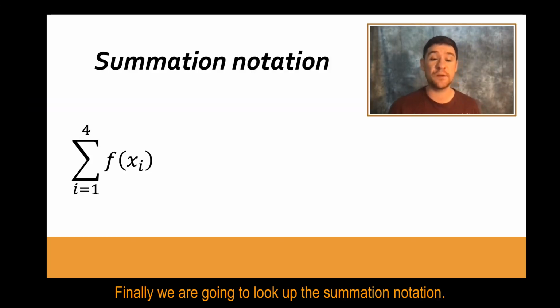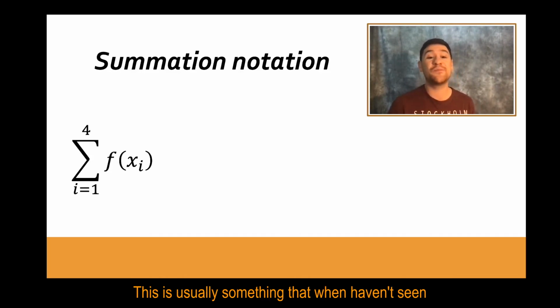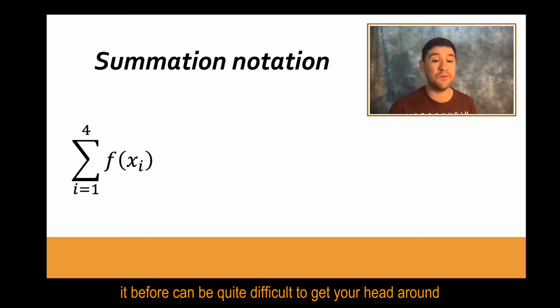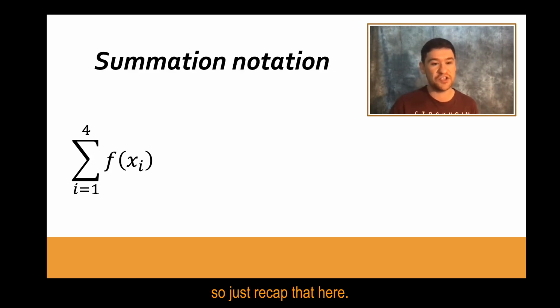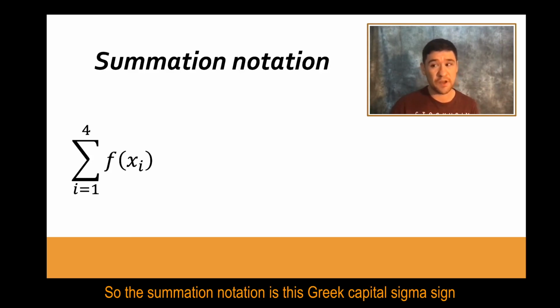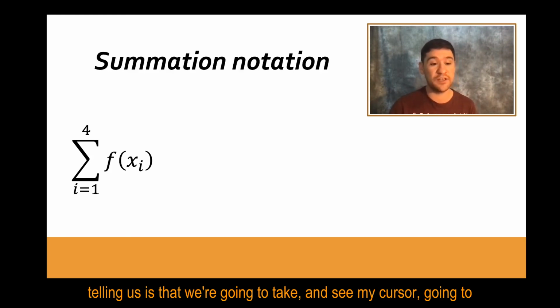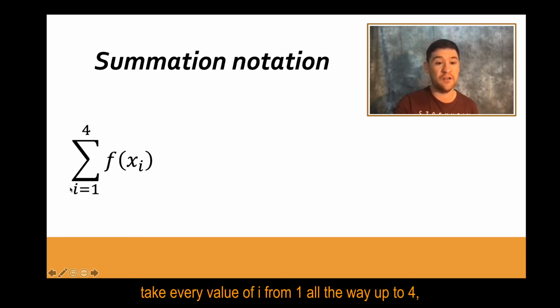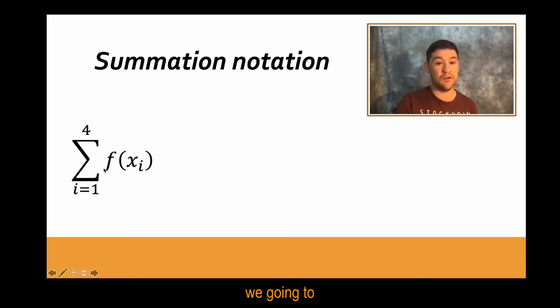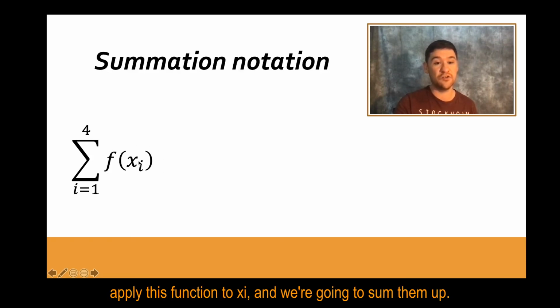Finally, we're going to look at the summation notation. This is usually something that when you haven't seen it before can be quite difficult to get your head around. So let's just recap that here. The summation notation is this Greek capital sigma sign, and what this is telling us is that we're going to take, you can see my cursor, every value of I from minus 1 all the way up to 4. We're going to apply this function to xi and we're going to sum them up.